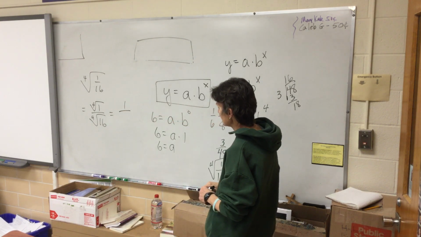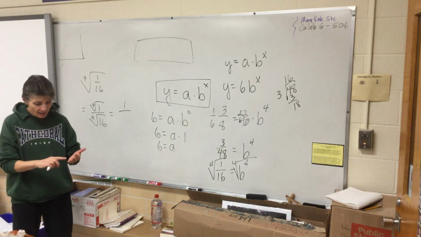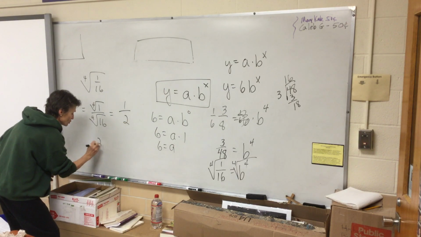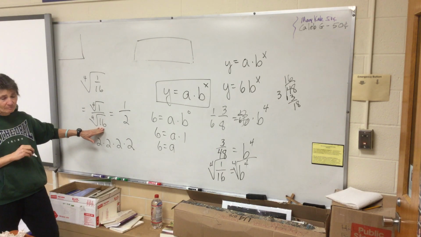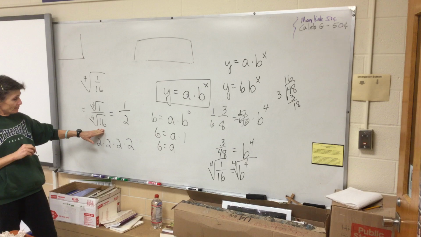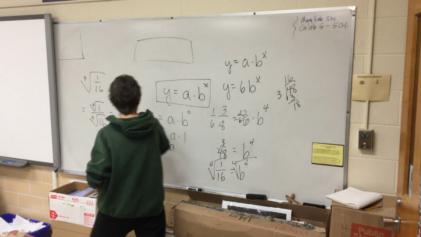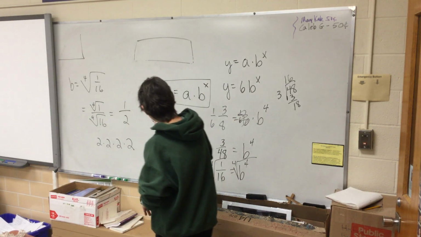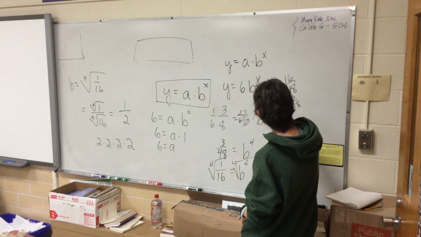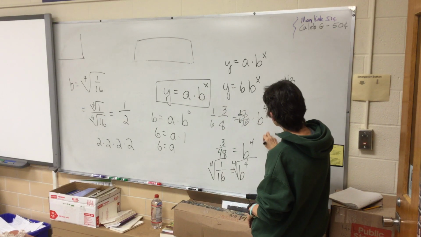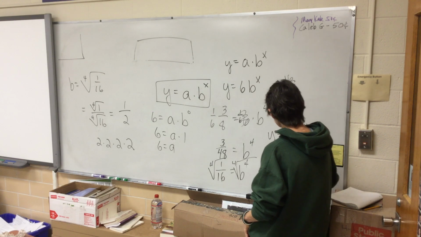So that's easy. We have a 1, that's easy. Now, what about the 4th root of 16? Remember what that means. That means, 2. Yes, it's 2. Because 2 times 2 times 2 times 2, excuse me, is 16. So the answer for b, that we were solving for, is 1/2. So back here to my original problem, we knew a was 6, so y equals 6 times 1/2 to the x.